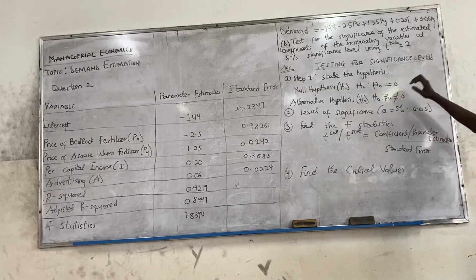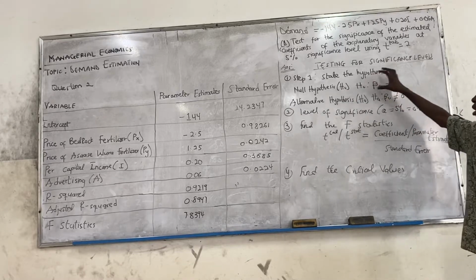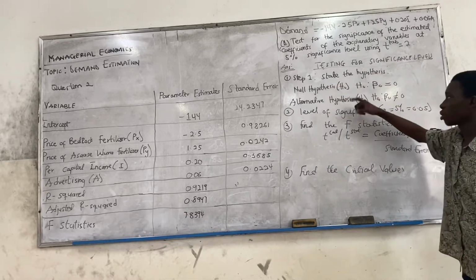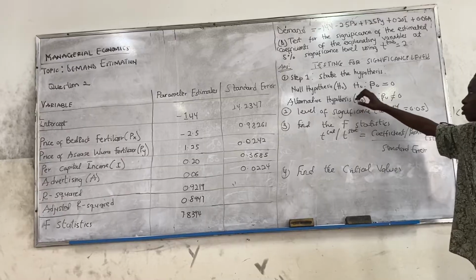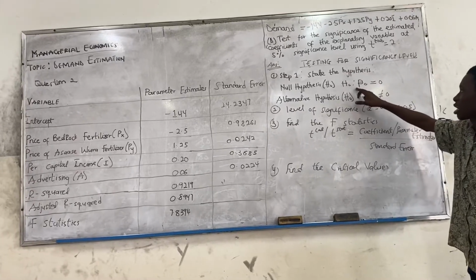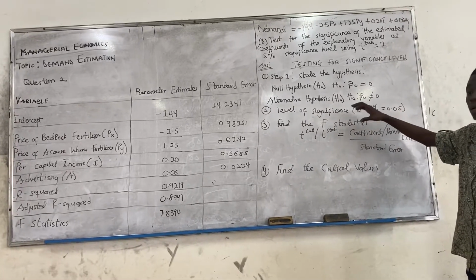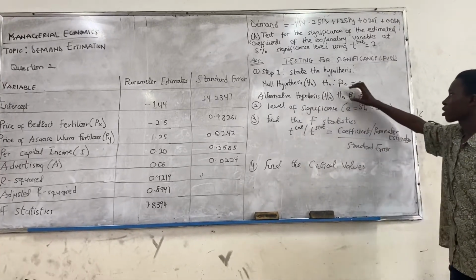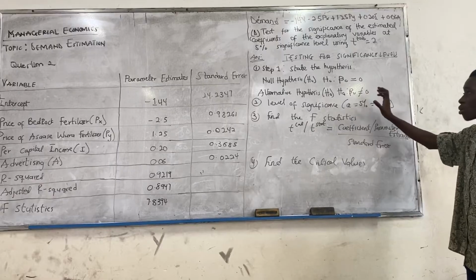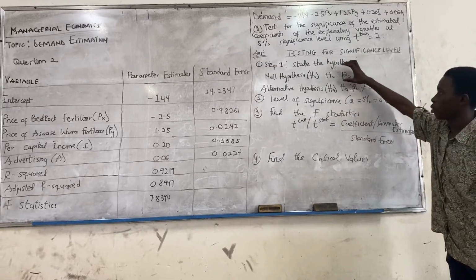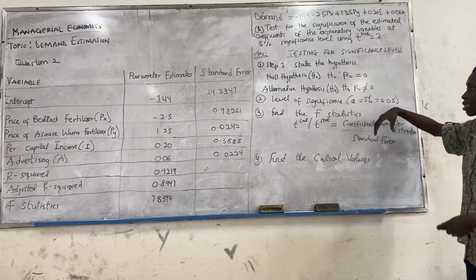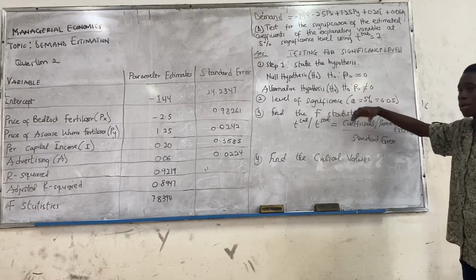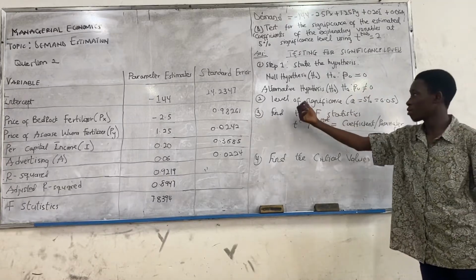Testing for significance level. First, step 1, state the hypothesis. Now, the null hypothesis is denoted by H0. It says that beta is equal to 0. The alternative hypothesis says that beta is not equal to 0. With the null hypothesis, there's no relationship. With the alternative hypothesis, there's a relationship.